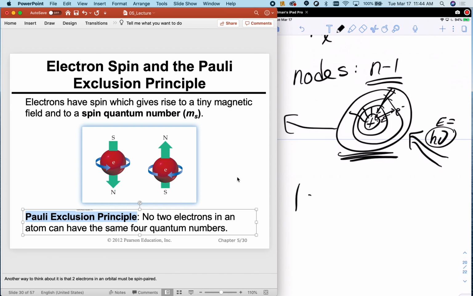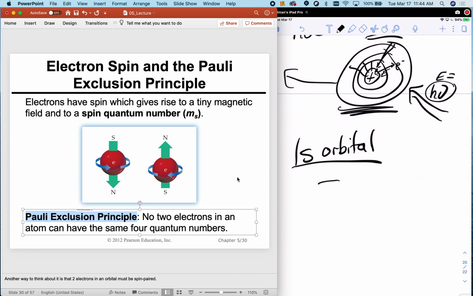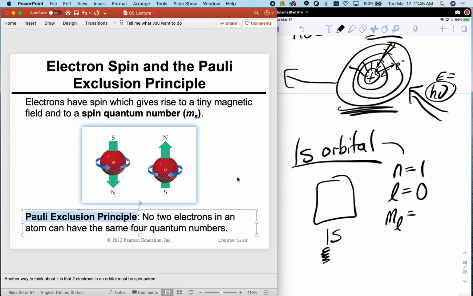Let's look at the 1s orbital. I'll just write a little box that shows this 1s orbital. What are the 3 quantum numbers, n, l, and m sub l, for a 1s orbital? What is n? n can only start from 1, so n is 1. Then l is 0. And then m sub l, the only thing it can be is 0.